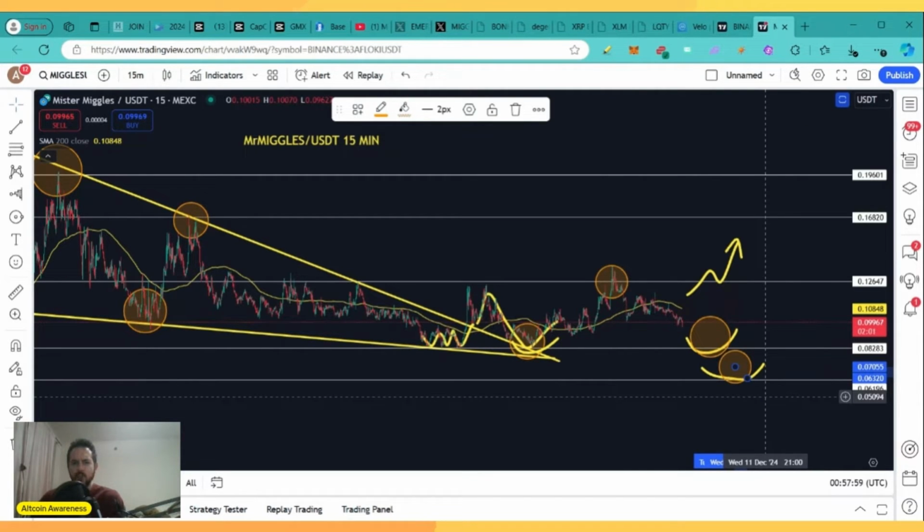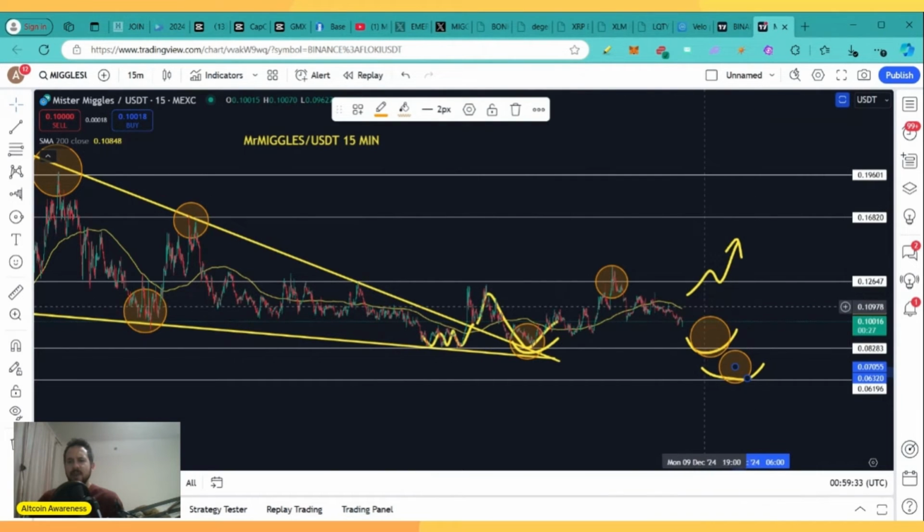This is one of my favorite tokens, meme coins, that are built on Base. Bread, which is the #1 meme coin on Base right now, has been pumping recently. And therefore, in the coming days, weeks, and months, I expect a lot of liquidity to start flowing from a large cap like Bread to mid caps and low caps that are built on Base. And one of them is MrMiggles.